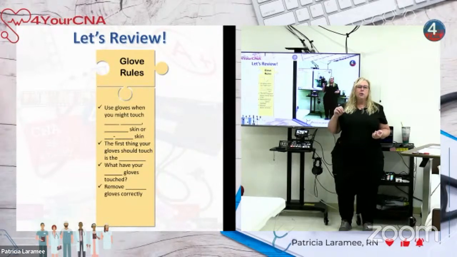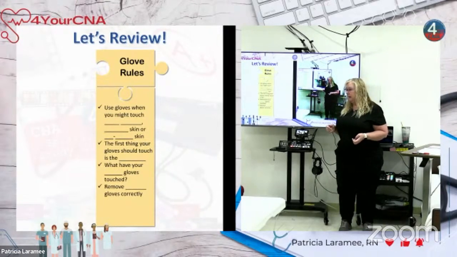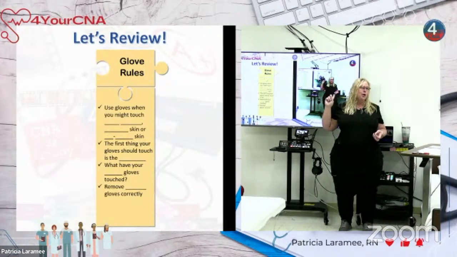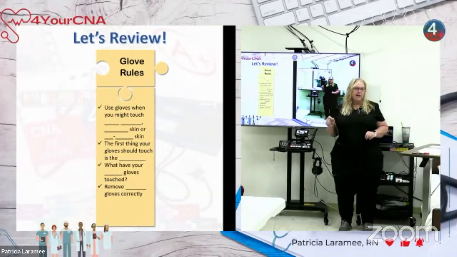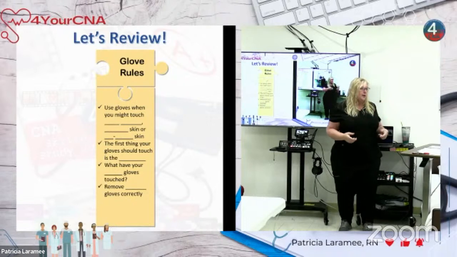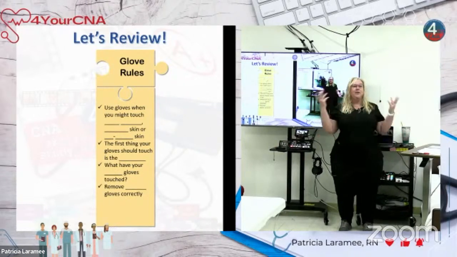I'm not going to wear gloves for everything for the test, because they're not going to let me. I have to have a better understanding of infection control than that. If I do need to wear gloves, what is the first thing they should touch? The patient, not the supplies that we're trying to prepare, not the privacy blanket, not the sheets, not everything else in the environment. We want clean gloves for clean patient use.